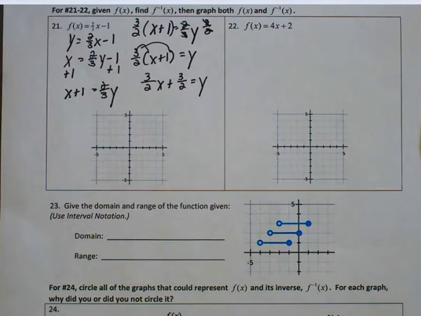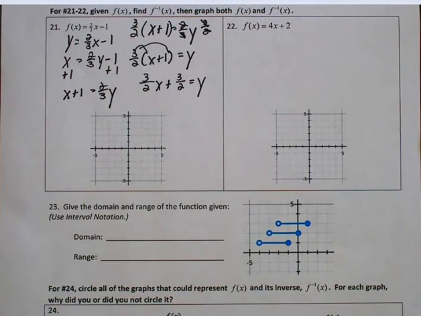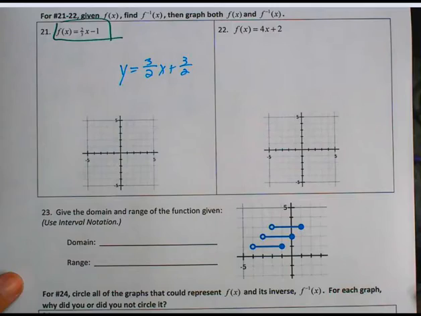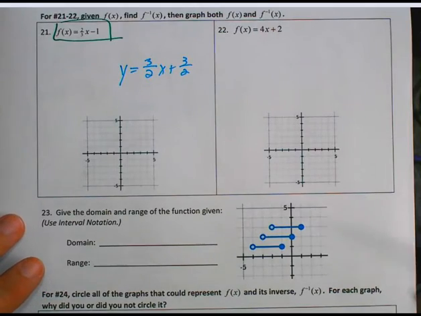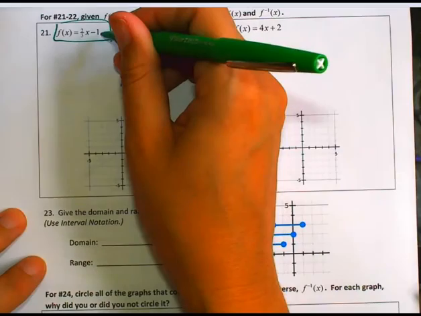Okay, so the next thing, in 21 and 22, they also want us to graph that. So let's start with our original equation, f of x equals 2/3 x minus 1, and everybody should know how to graph a line, but we'll go ahead and walk you through that. I'm going to do this on a clean graph here. So I have f of x equals 2/3 x minus 1. We're going to graph this one first.